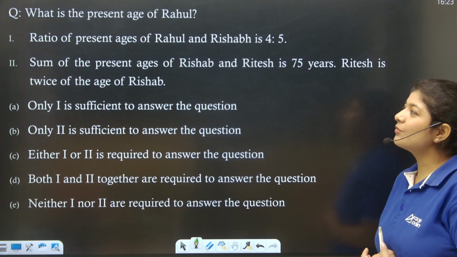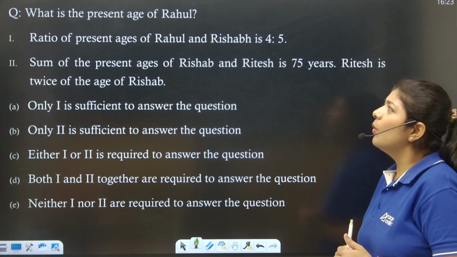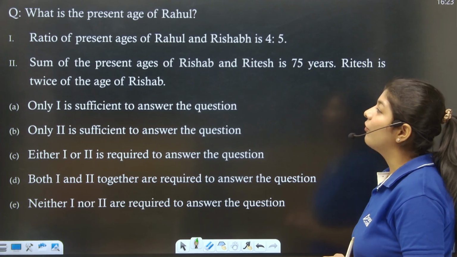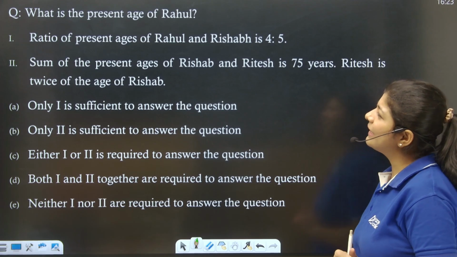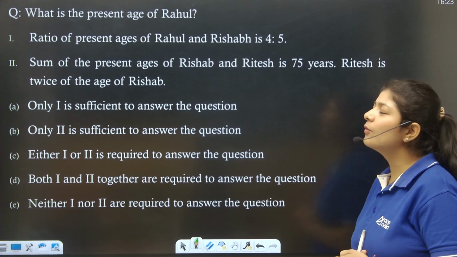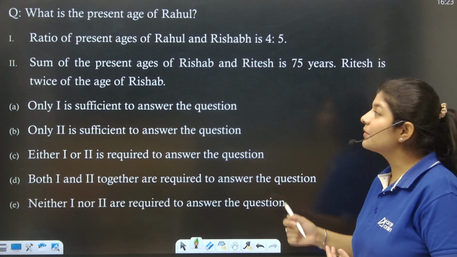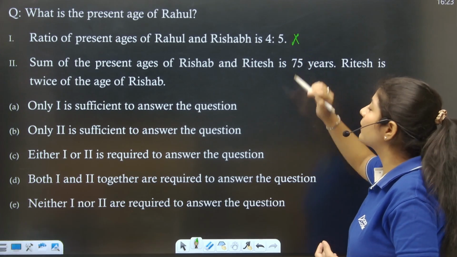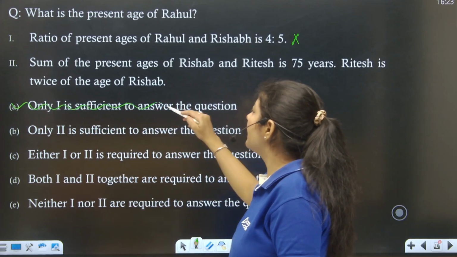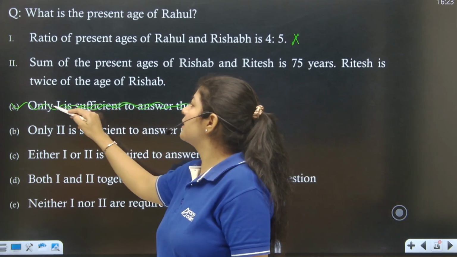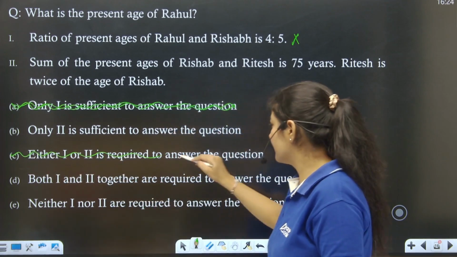The next question is from the concept of data sufficiency. What is the present age of Rahul? Statement 1: the ratio of present ages of Rahul and Rishabh is 4 to 5. Here we do not have further information, so with the first one we are not able to get the answer. So you can easily eliminate option A, and the either-or option is also eliminated.